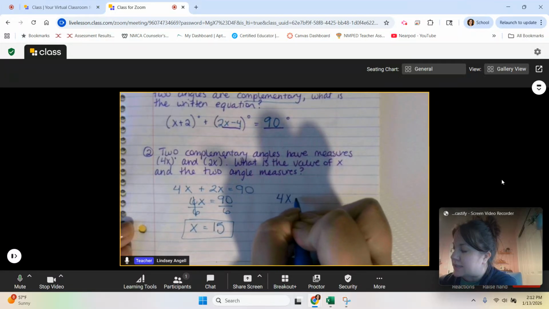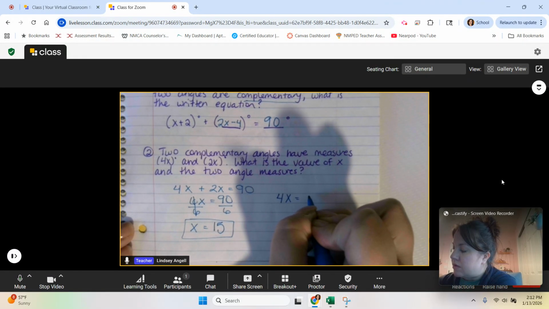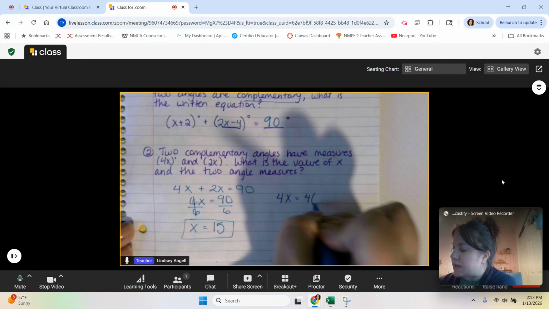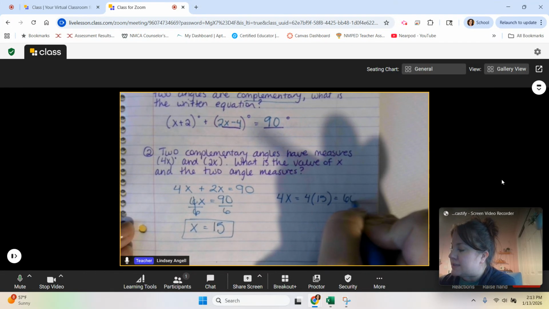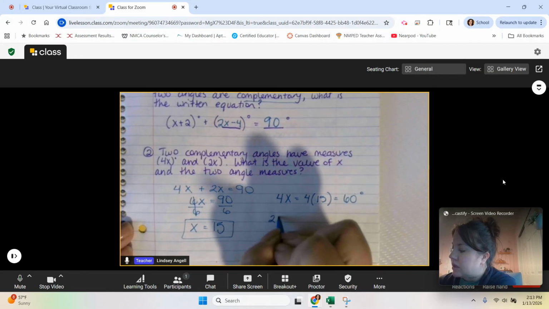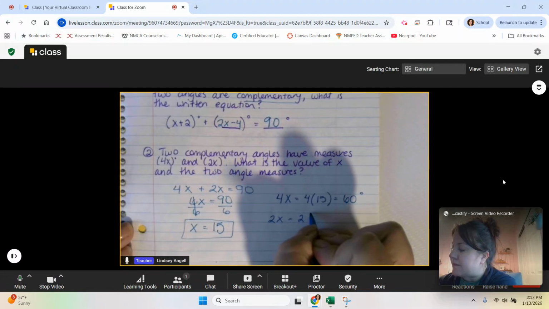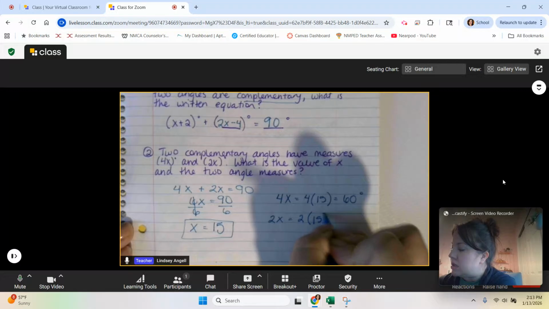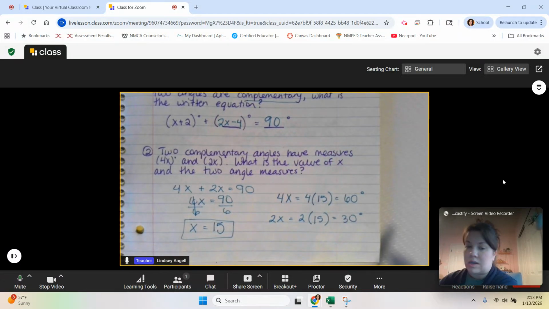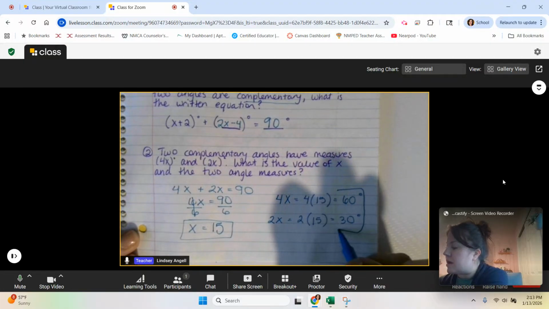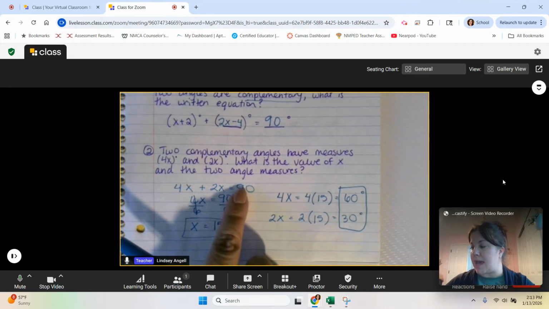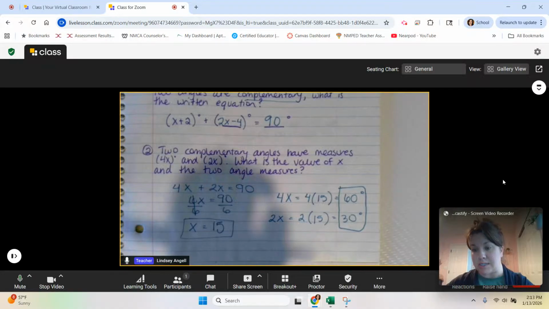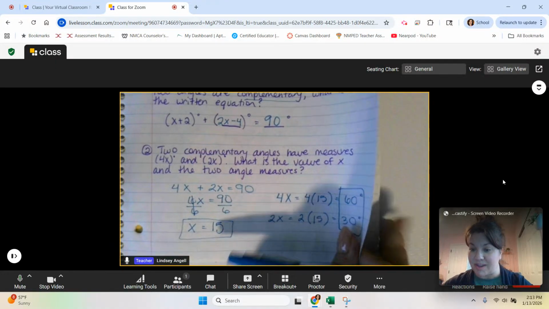So we had 4x. If we plug 15 back in, we can say 4 times 15, and that would give us 60 degrees. Then we have 2x. We plug that 15 in for x. We've got 2 times 15 is 30 degrees. So this would be the other part of our answer. And on the lines of checking your work, well, they were complementary, so we wanted them to add up to 90 degrees, and 60 plus 30 does add up to 90 degrees, so we know we're good to go.